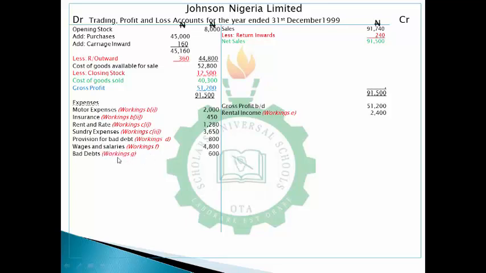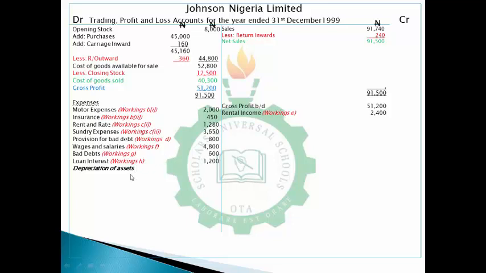Alright, so the next one is bad debt. And don't forget, I said whenever bad debt is showing in your additional information, it has to be deducted. We were told to write off bad debt of 600 naira, so you have to take it out from your debtors, which you have done in our workings. The loan interest is 1,200. Don't forget, even though it was 1,000 naira that was given to us, you were owing 200. So I believe you understand.